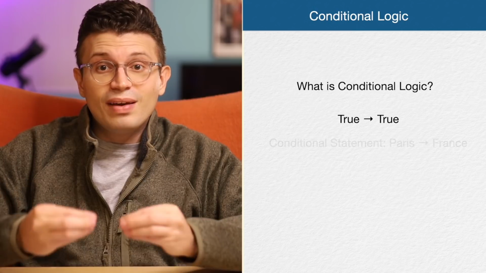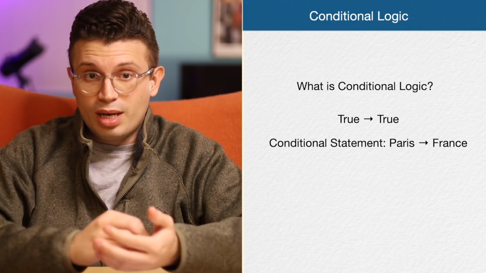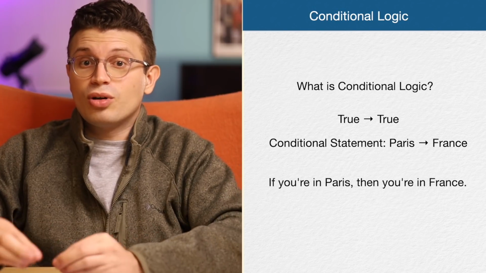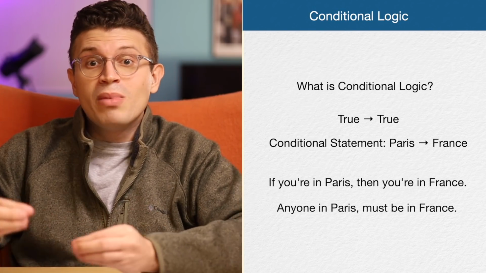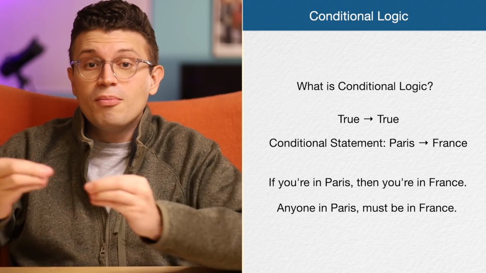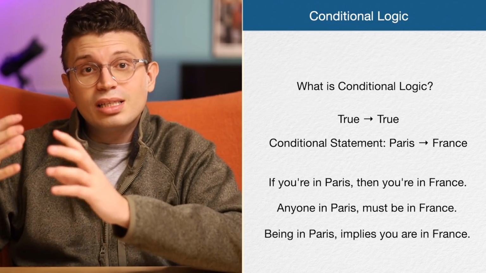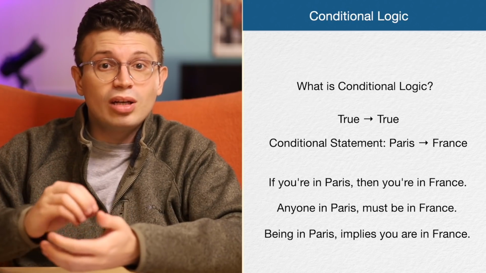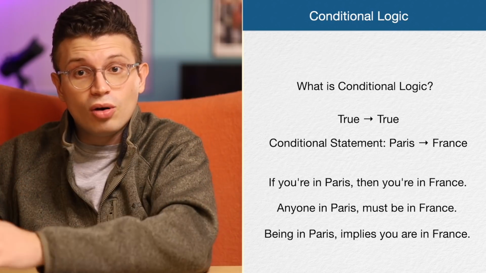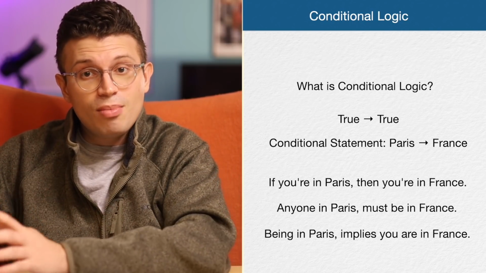All right, so here we have a conditional statement. Paris, arrow, France. And we read it this way. If you are in Paris, then you are in France. Very simple. Anyone in Paris must be in France. All right, being in Paris implies you are in France. All of these things are different ways to say the exact same thing we had up there at the top. All right, so based off of those logical indicators, which we're going to cover later on in this lesson and also in a separate lesson, we have multiple ways to say the same thing.